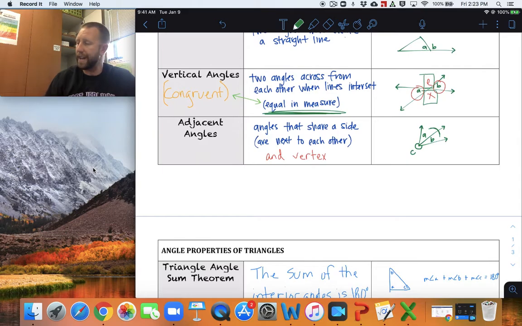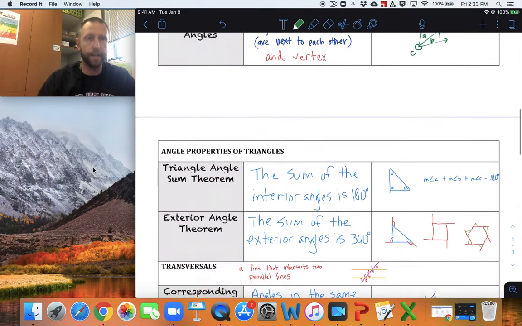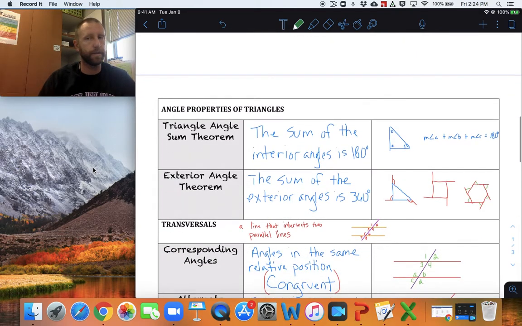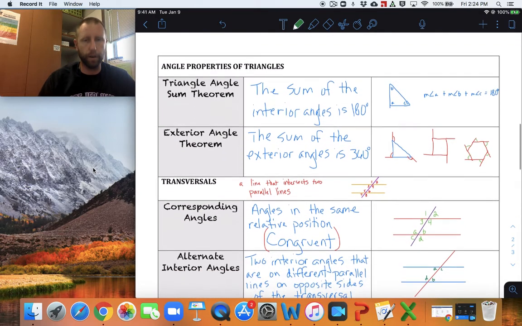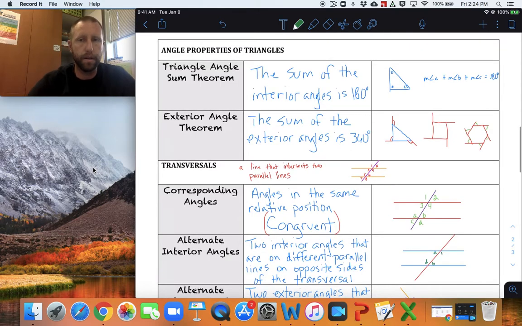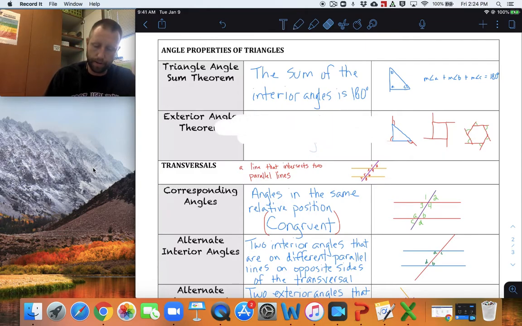All right. On the next page, so on page 32, again, if you need to pause the video because all of this is already written out, go ahead and do that. All right. And I'm going to erase this.